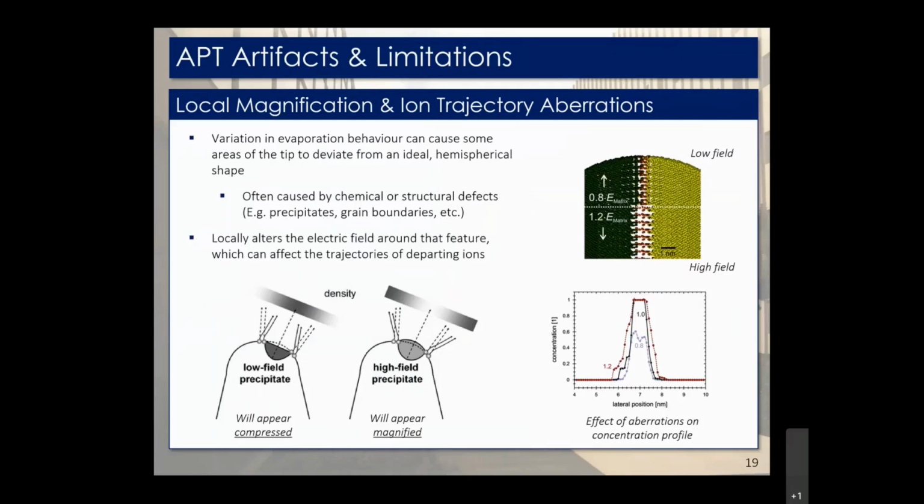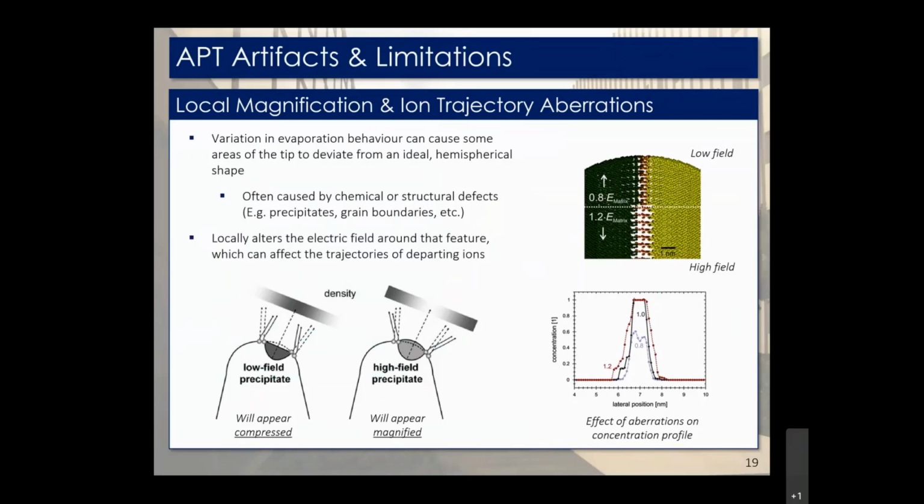Also, depending on the exact ion trajectory deviations, we might even end up with essentially overlap, or ions that appear, say, having matrix ions appear within the region that should be the precipitate, or vice versa, and that can actually affect our composition measurements. This also goes back to what I mentioned earlier about the idea that we could build a globally accurate reconstruction and still have local inaccuracies.